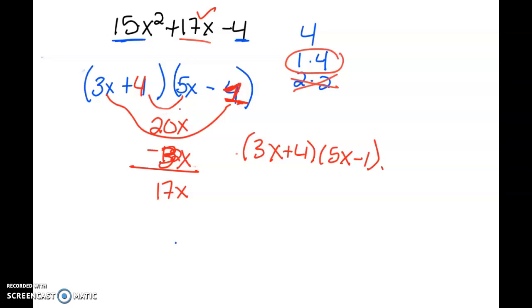But that's really it. And just practice, practice, practice until you develop a really good sense of what things might be. And you always check your inner and your outer, make sure it combines to the middle. And that's about it.